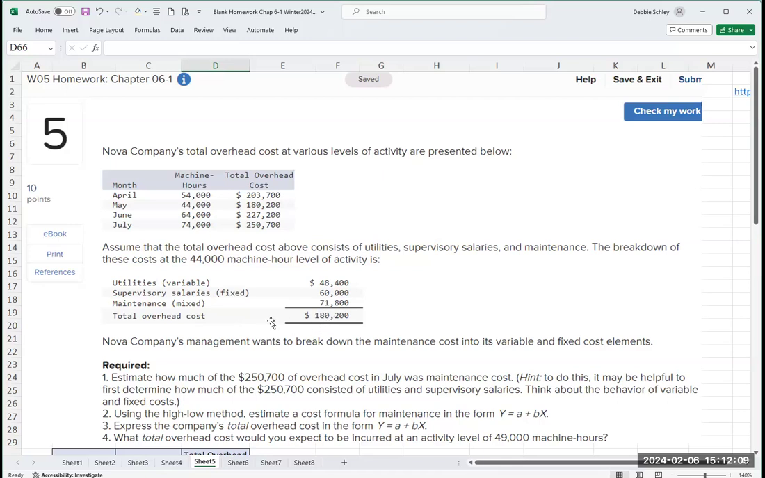So I'm going to point out something right here that they don't make apparent, but is important. So if you'll notice, this total overhead cost of 180,200, that is my May, right? Machine hours, there's my machine hours, 44,000, and there's my total overhead cost, 180,200. The other thing to note is in my example, May is my low. Okay, if we were doing high-low, May is my low. And so they have given me the breakdown of those total overhead costs. Okay.